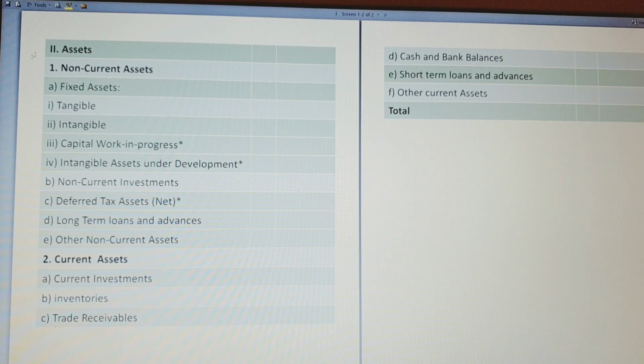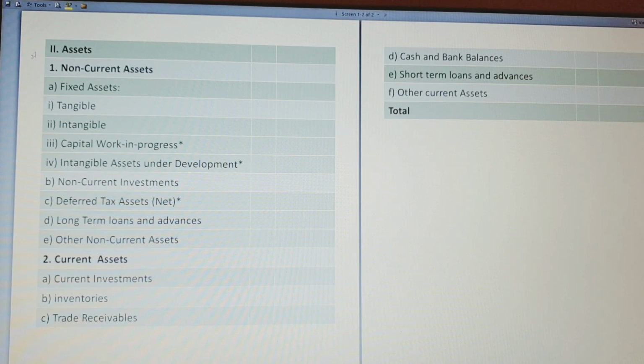Long-term loans and advances. Now loans you immediately connect to liabilities, but why is it given on the asset side? It is because these long-term loans and advances are advances you have given to others, and of course those are assets to you. Suppose you have made advance payment for purchase of fixed assets. That is an advance payment, and that's not for a short-term thing, not for a purchase of goods. So that will be under long-term advances. Other non-current assets: if anything is given which is for a long period of time and doesn't fit into any of the other given headings, it will come under other non-current assets.